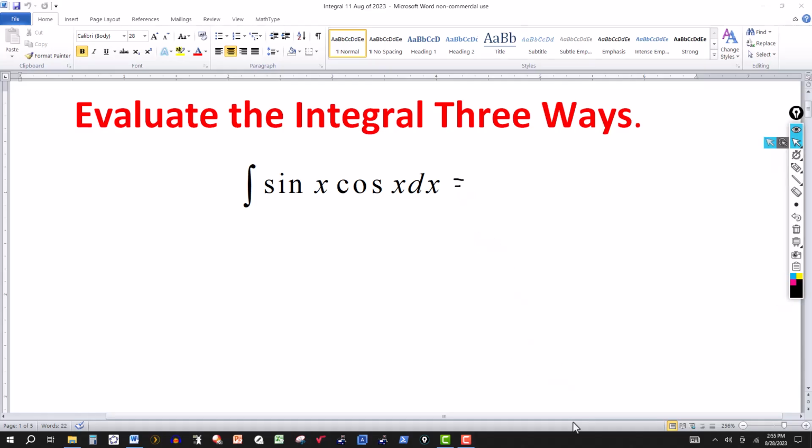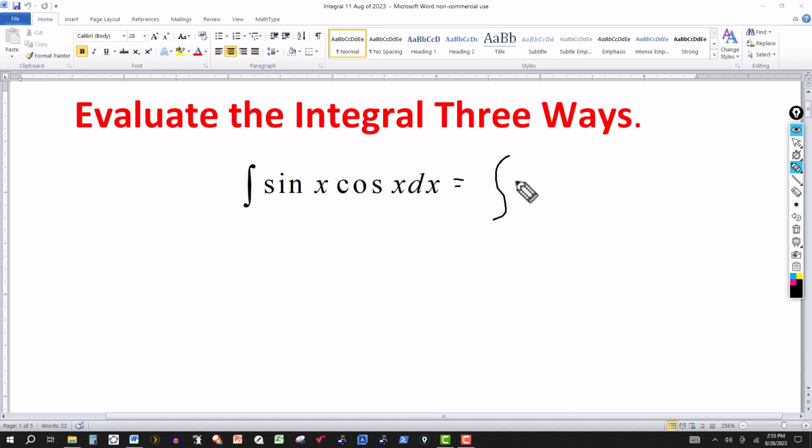In this video, we want to evaluate the integral of the product of sine x, cosine x, and we'll see if we can do it at least 3 ways. And we'll start by doing this. There's a trig identity that tells you if you have 2 times the sine of x, cosine of x, that's the same thing as sine of 2x. That'll make the integration easier.